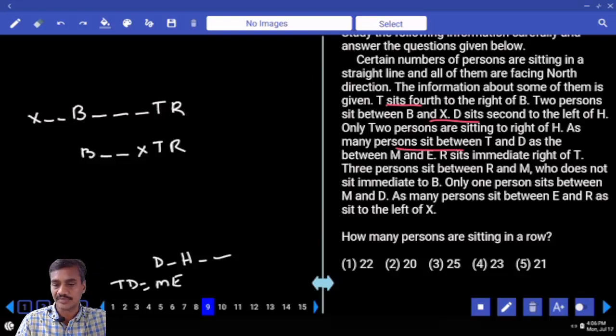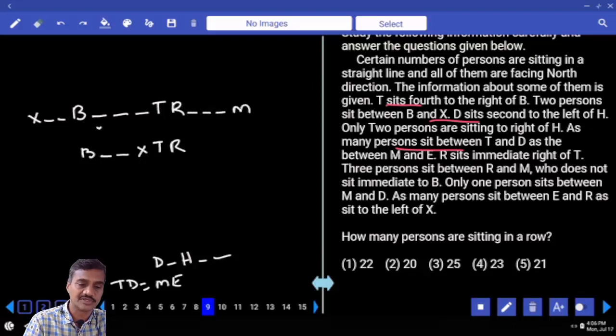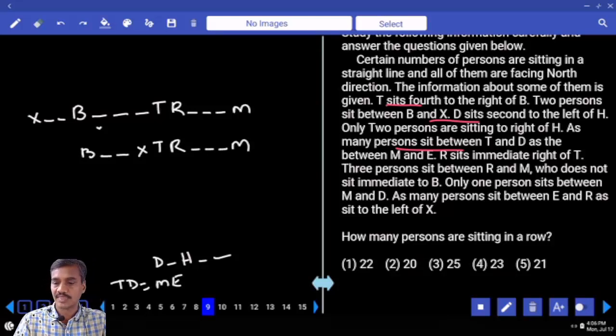The next one, three persons between R and M. M does not sit immediate to B. And three persons, 1, 2, 3, M cannot be here. 1, 2, 3, M is to the right hand. 1, 2, 3, here again, M is to the right hand side of R. And only one person between M and D. M and D, there must be exactly one person.